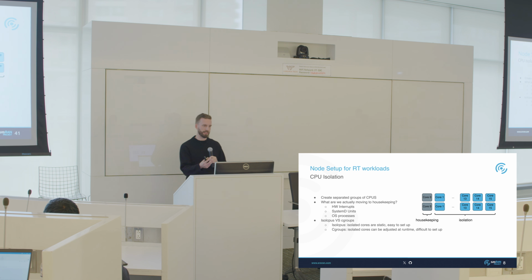Another thing, or like, how do we do this? As far as I'm aware, there are two ways of doing this. You could either use isolcpus, which is easy to set up, but static, so if you want to change it, you will have to reboot the system. But you could also use cgroups. It's much more difficult to set up, but you are more flexible. So for beginners, I would definitely recommend using isolcpus.